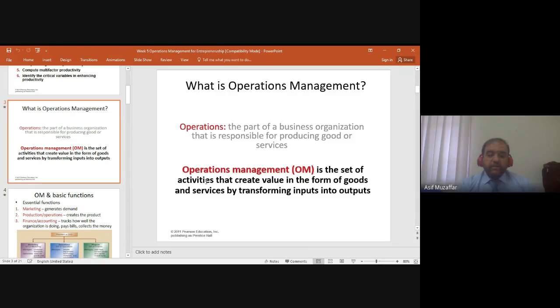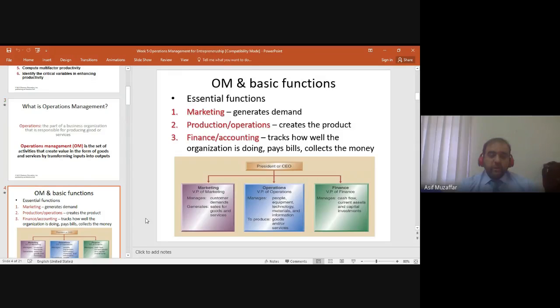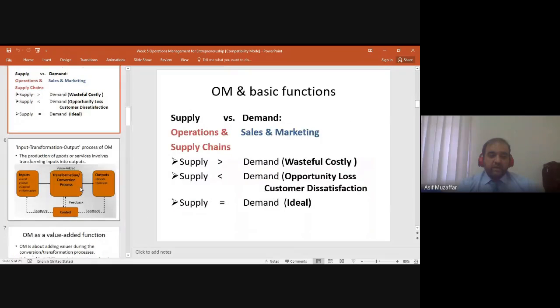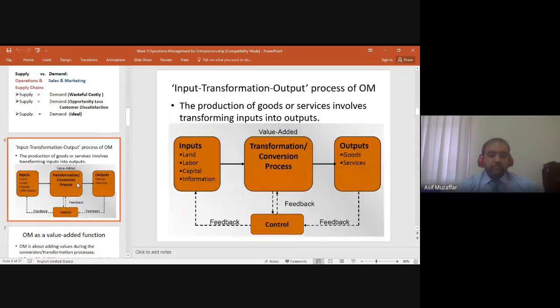Operations management is the set of activities. That means you will do some process that creates value. So the product will be formed in the form of goods or services, whether you are making a physical product or some service, by transforming inputs into outputs. How can you understand this? You can understand this with the help of this diagram: input, output, and the transformation process.